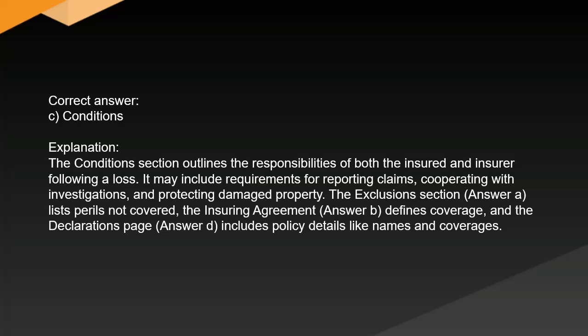Explanation: The conditions section outlines the responsibilities of both the insured and insurer following a loss. It may include requirements for reporting claims, cooperating with investigations, and protecting damaged property. The exclusions section, answer A, lists perils not covered. The insuring agreement, answer B, defines coverage. And the declarations page, answer D, includes policy details like names and coverages.